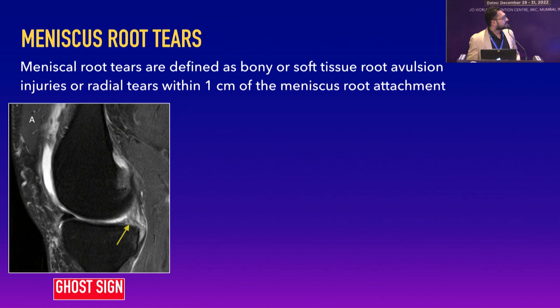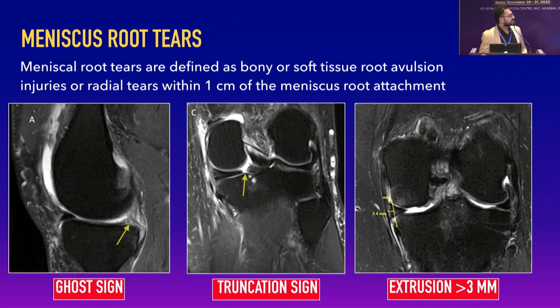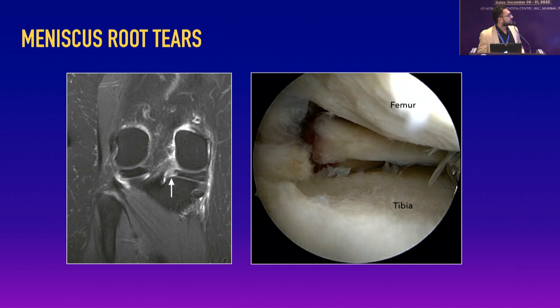Then comes the meniscus root tears. The three most cardinal signs are the ghost meniscus sign, the truncation sign, where you can see the linear vertical impression on the posterior aspect of the knee joint on the coronal sections, and then the extrusion of the meniscus, where extrusion of more than 3 mm is significant. This is how the meniscus root tear appears on an arthroscopy image. Also, you can see the same correlation on the MRI.